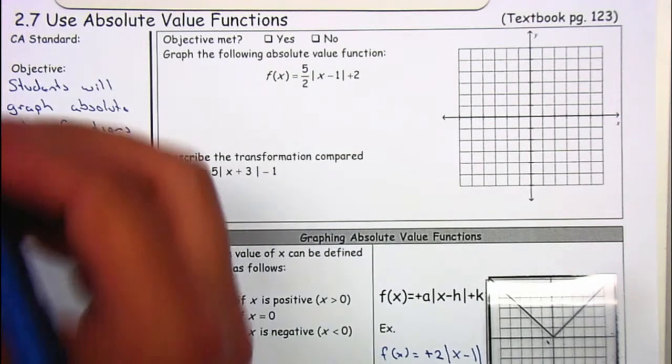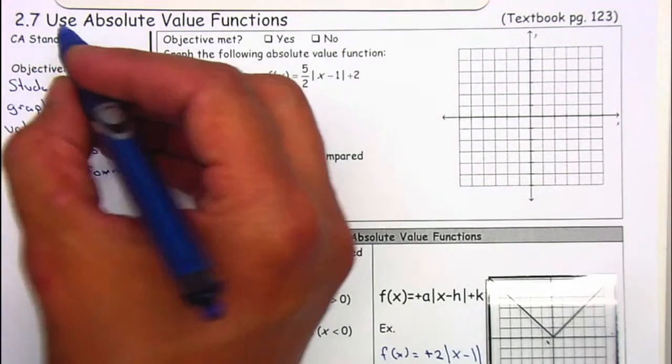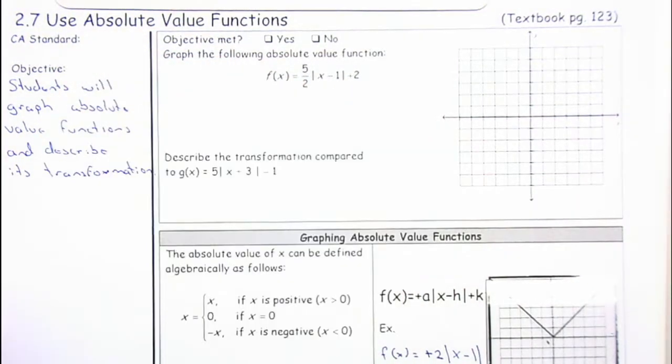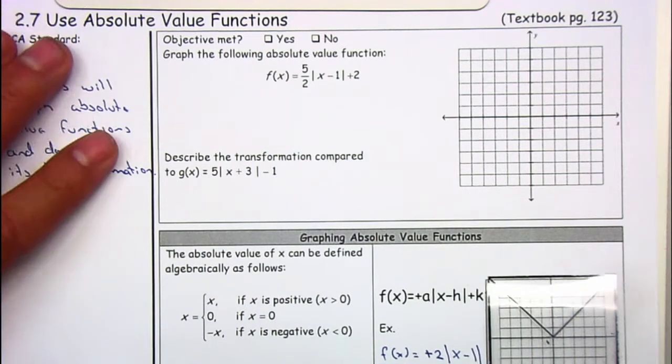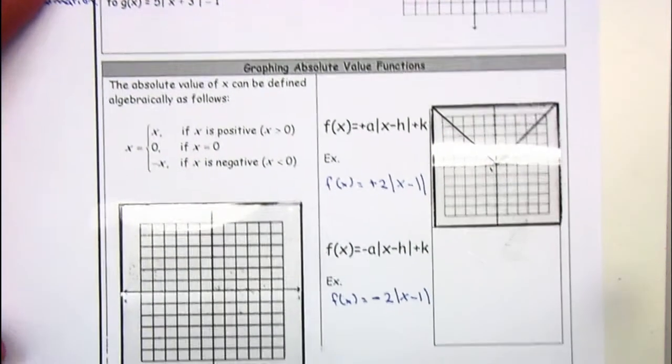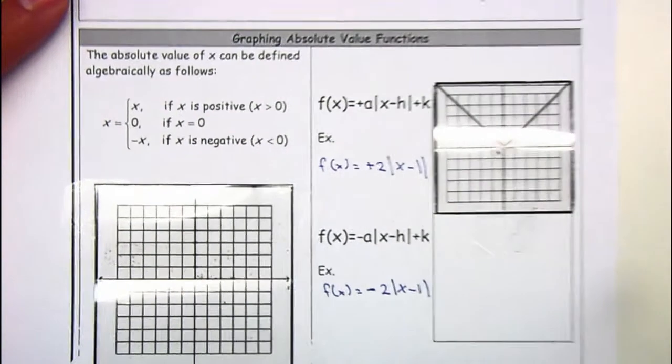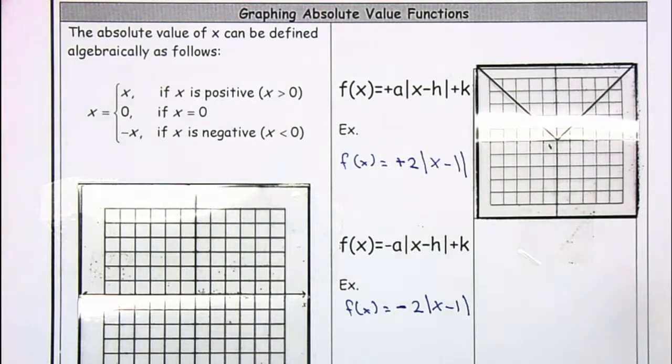Good morning. Today we are covering section 2.7, use absolute value functions. We are graphing absolute value functions, and we're also going to be describing the transformation depending on the values of a, h, and k. First, let's look at the concept of absolute value functions.